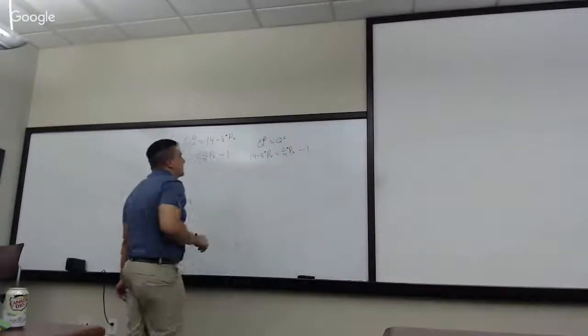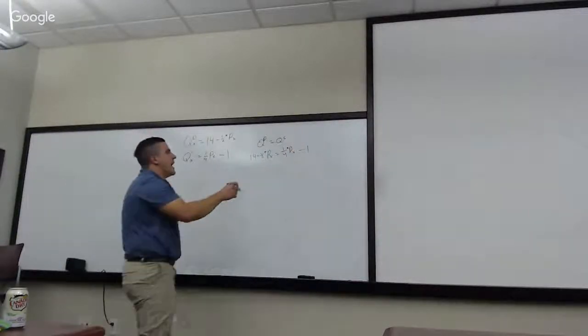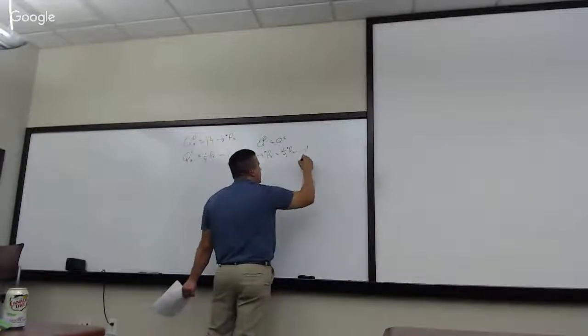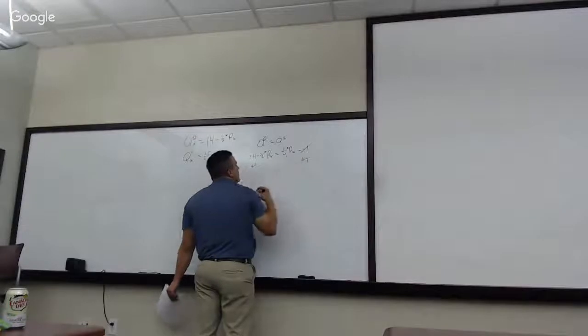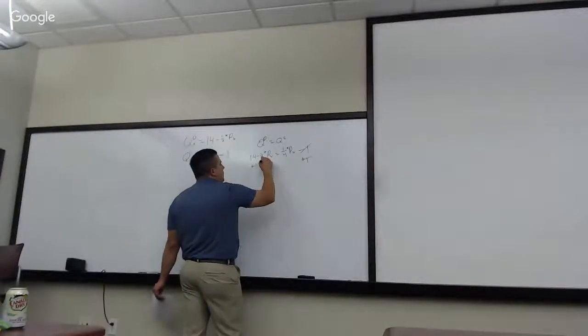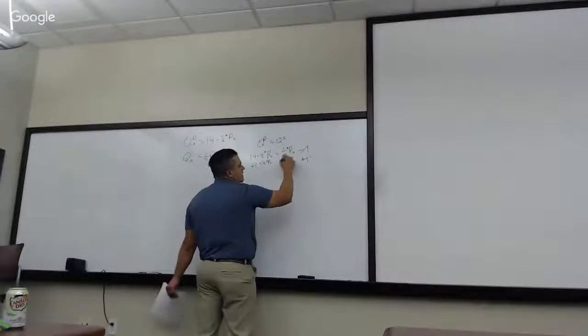minus 1. So let's add the 1 to both sides, and let's add over the 1/2 price of X to both sides.